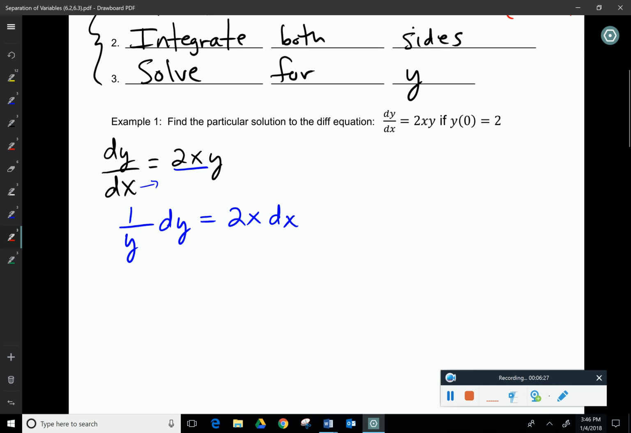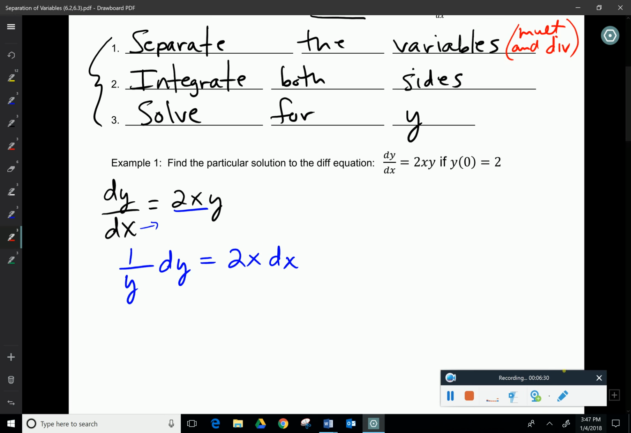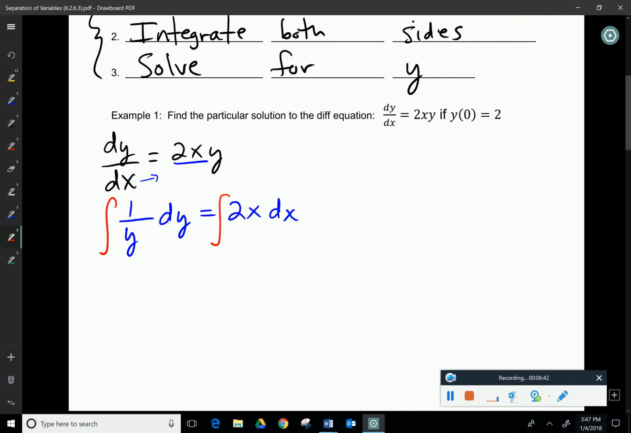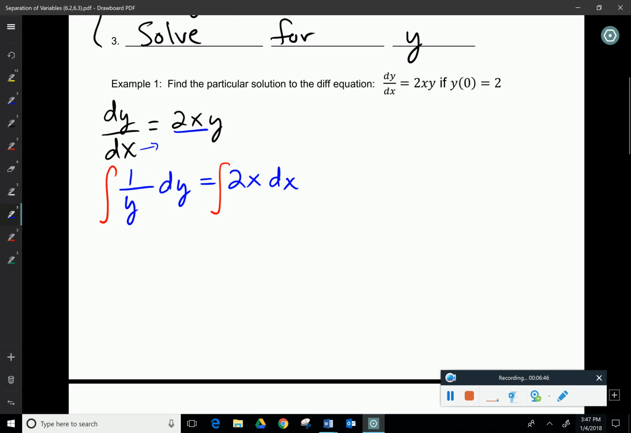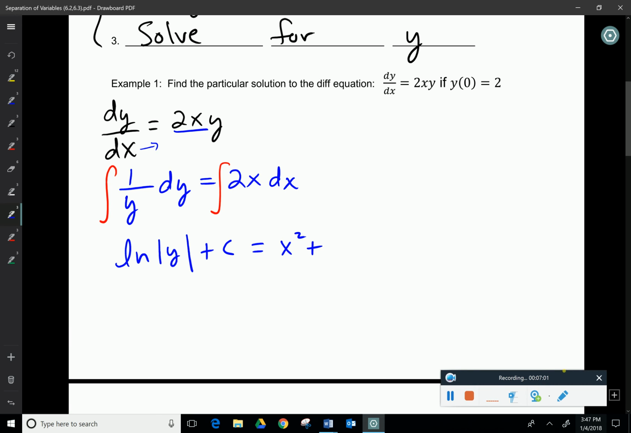So now that I have the variables separated, I've done the first step, and now I'm ready for the second step, where it says integrate both sides. If I want to integrate both sides, I'll integrate this side with respect to y and this side with respect to x. On the left side, if I integrate 1 over y, I'm going to get the natural log of the absolute value of y, and yes, it matters that I have the absolute value, plus c. And on the right side, when I integrate 2x, I'm going to get x squared plus c.